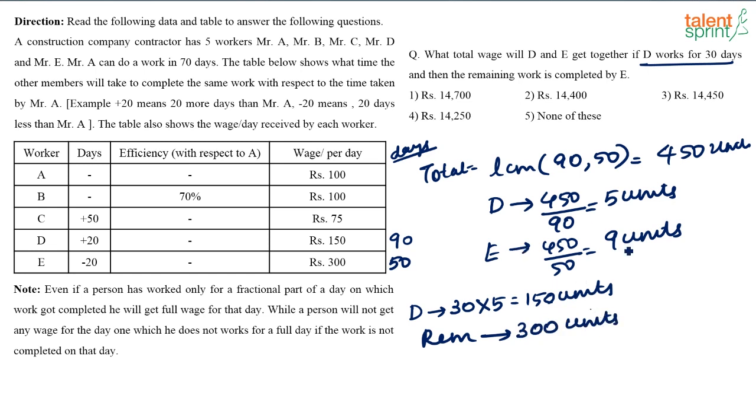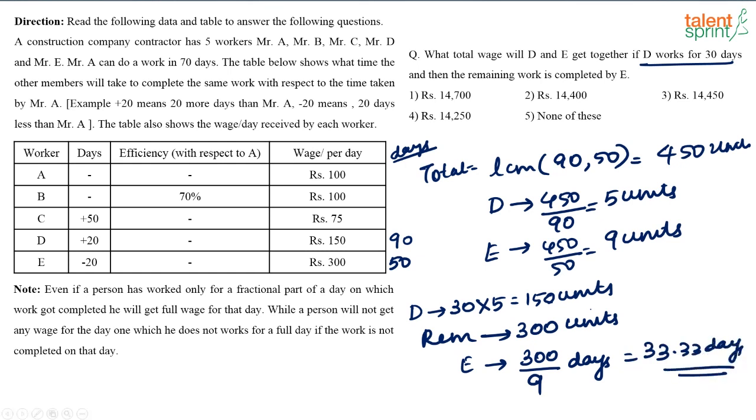E in one day, how many units is he doing? 9 units. So in how many days will E finish the remaining 300 units? E will finish the remaining 300 units in 300 by 9 days. Correct? That is approximately 33.33 days. Right? Now what is the question? What is the total wage D and E will get together?